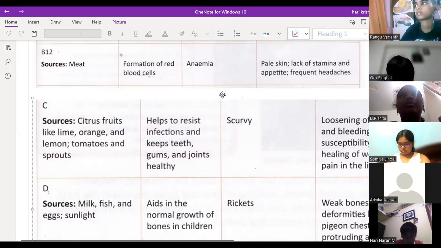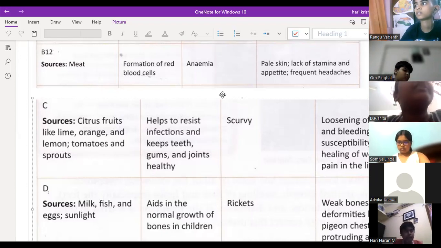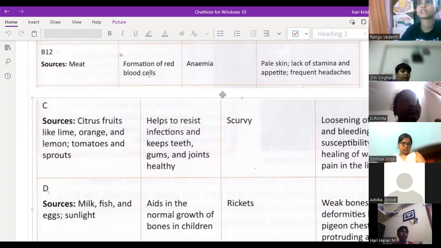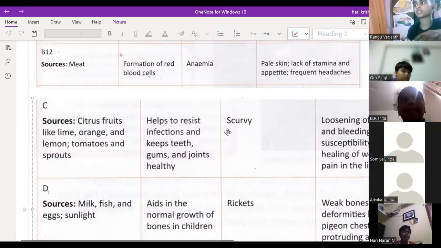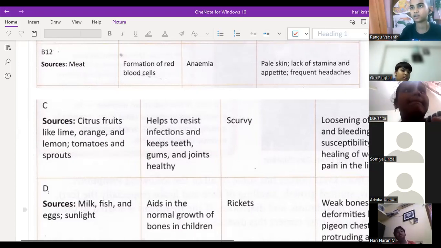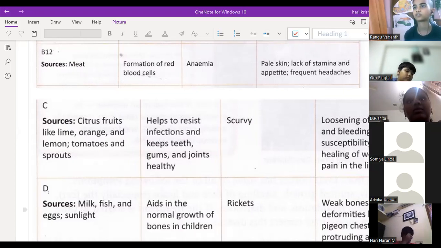Scurvy is formed by the deficiency of vitamin C. It will be blackish, and there will be bleeding of the gums, and lack of teeth. I'll show you the image also. Sir, if we won't have enough vitamin C, scurvy is formed.